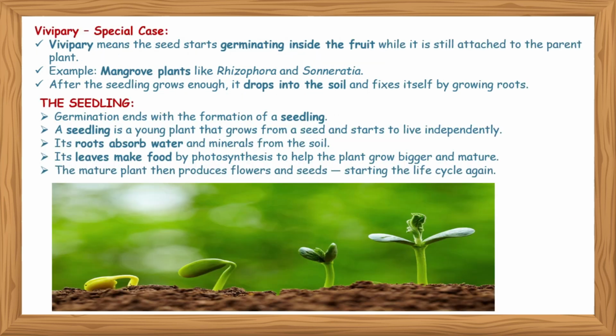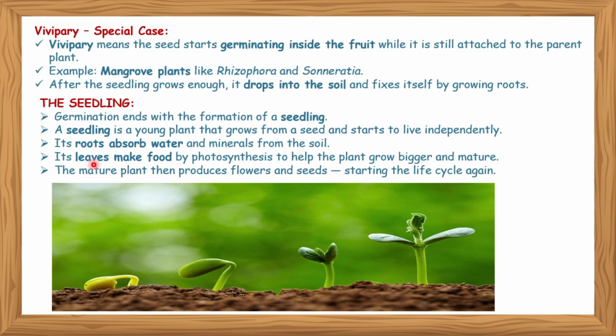Viviparity is a special case. It means that seeds germinate inside the fruit while it is still attached to the parent plant. Example: mangrove plants like Rhizophora and Sonneratia. After the seedling grows enough, it drops into the soil and fixes itself by growing roots. Germination ends with the formation of a seedling.